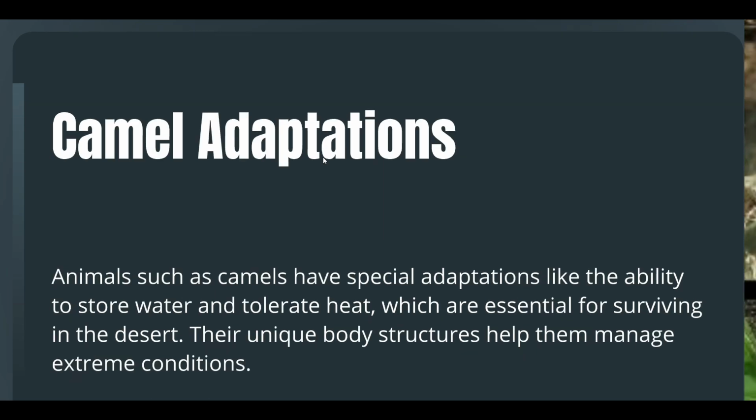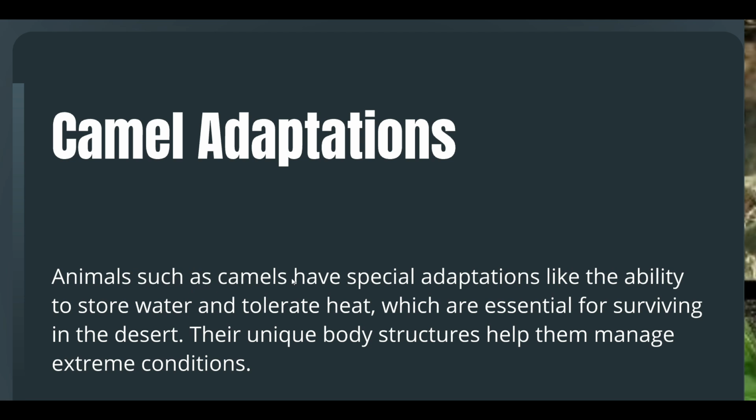Then camel adaptations. In this textbook, we are discussing two types of camels. Animals such as camels have special adaptations like the ability to store water and tolerate heat, which are essential for surviving in the desert. In this chapter, there are mainly two types of camels. One is the mountainous camel, which commonly has two humps, but desert camels only have one hump. So in this case, we are specifying the camel that lives in the desert area.